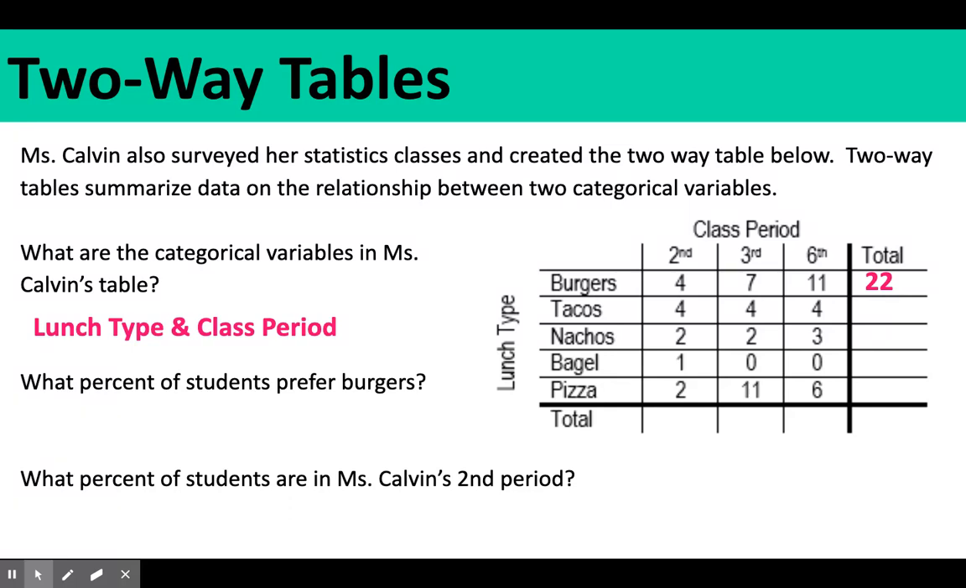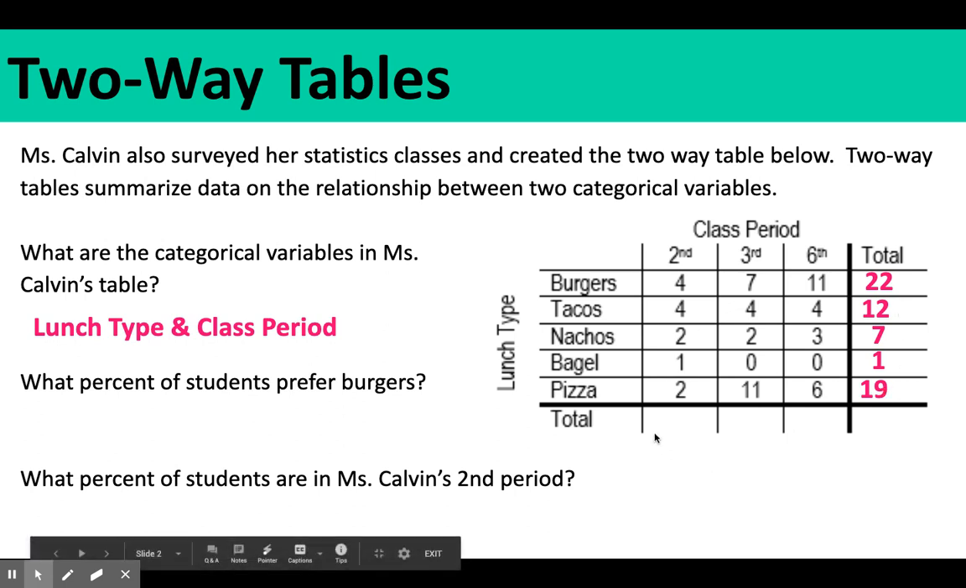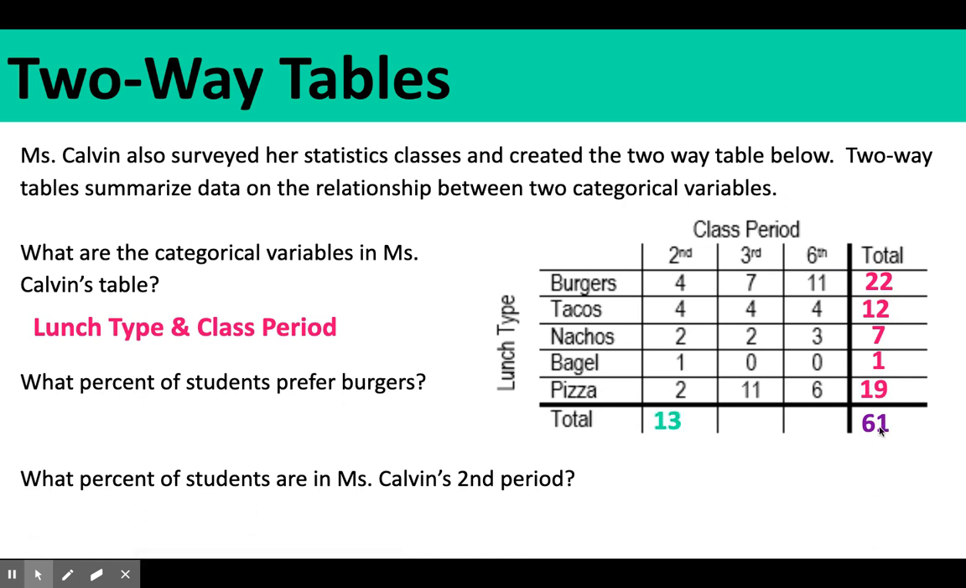For burgers, the total is 22. That means 22 total people said they liked burgers. For tacos, the total is 12. For nachos, the total is 7. So I'm just adding up the entire row of numbers and putting that number on the right-hand side in that column. And I'm going to do the same thing to find out how many total people are in second period. There's 61 people total. I forgot about that one. So there's 13 people in second period, 24 people in third period, and 24 people in sixth period. That just came from adding the columns for each period.